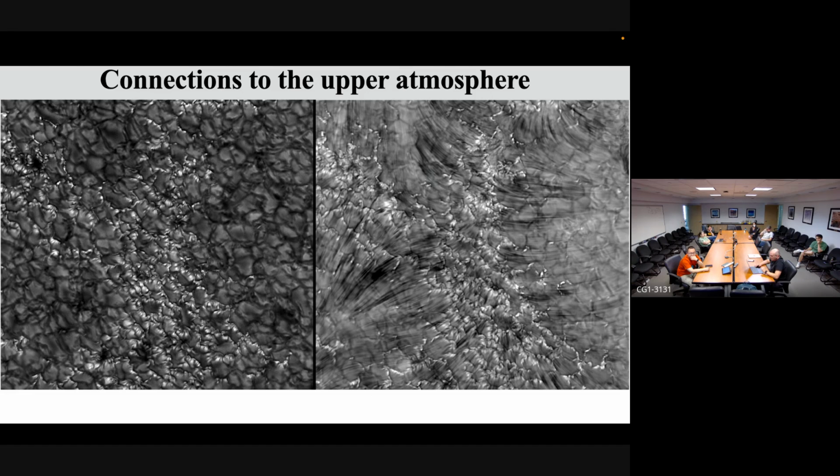This is just co-aligned G-band and H-beta images taken almost simultaneously, and it clearly shows that these fibrils are rooted in these magnetic flux concentrations. Well, we have known this for a long time. The spicules, fibrils, all those chromospheric structures are rooted in magnetic flux concentrations, but we are struggling to find a one-to-one correspondence and identify the exact position of the foot points of spicules and fibrils.